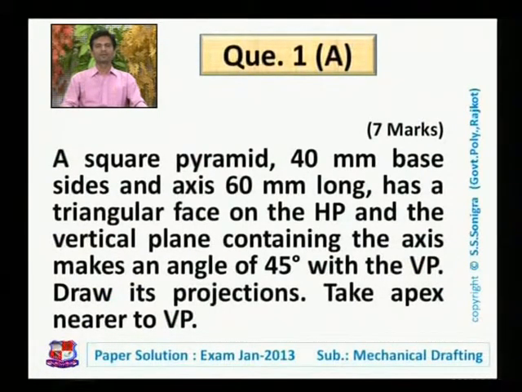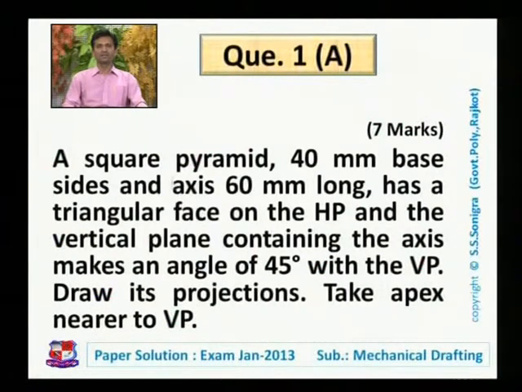Now in this problem, first we should identify which type of solid is given to us. Here a square pyramid is given. A square pyramid means one end having a square and another end having an apex point. Hence its top view would be a square and its front view would be a triangle. The square would be its top view having the dimension given to us, that is 40 mm, and the axis height, that is the height of the triangle, is given as 60 mm.